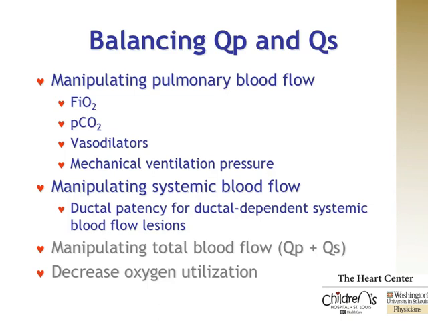In addition to manipulating one resistance or the other to manipulate the QP to QS ratio, manipulating total blood flow, or QP plus QS, or augmenting cardiac output can be an important tool in maintaining adequate oxygen delivery. It doesn't necessarily balance the QP to QS ratio. It may elevate both, which can improve overall oxygen delivery. And then in some cases, we may need to actually try to decrease oxygen utilization if we are limited in our ability to improve oxygen delivery to the tissues.